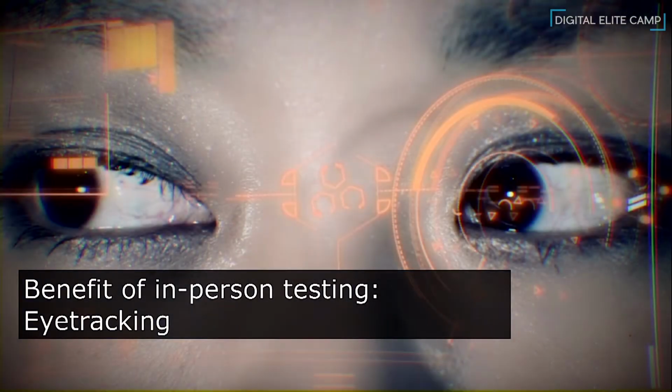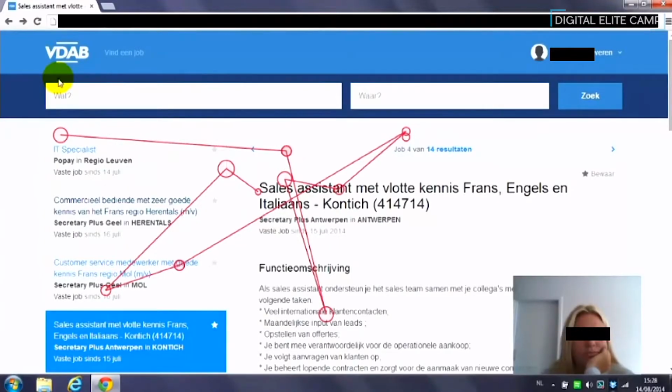Now, another benefit of in-person user testing is eye tracking. I think eye tracking is especially interesting for the people in the observation room because it helps you get a bit more context when the user is talking aloud, because sometimes you might not know exactly what element they're talking about. The eye tracking helps with that. What they're focusing on is usually what they're talking about.